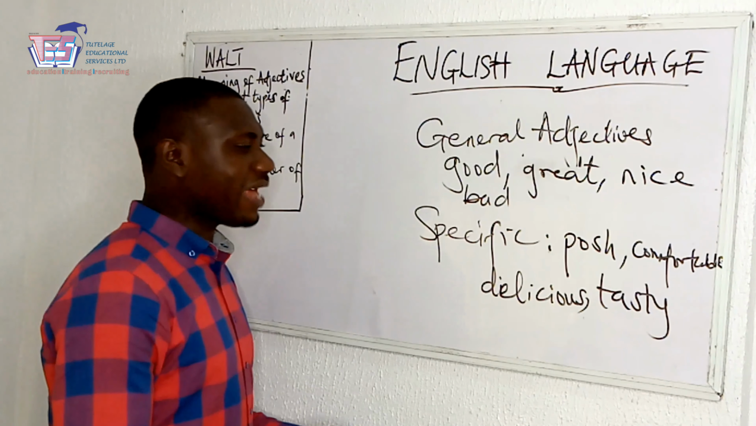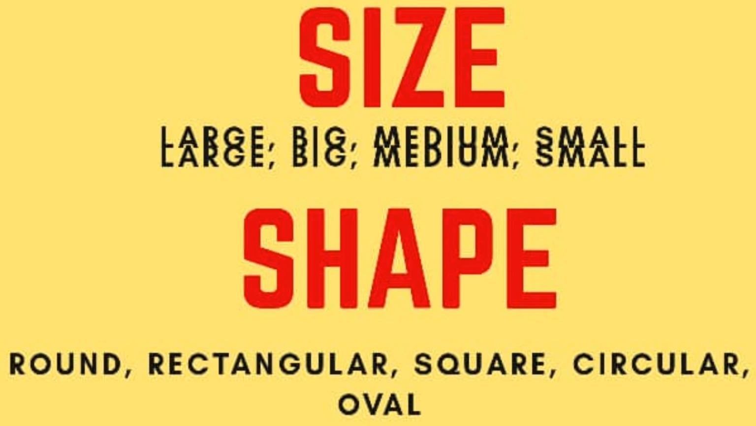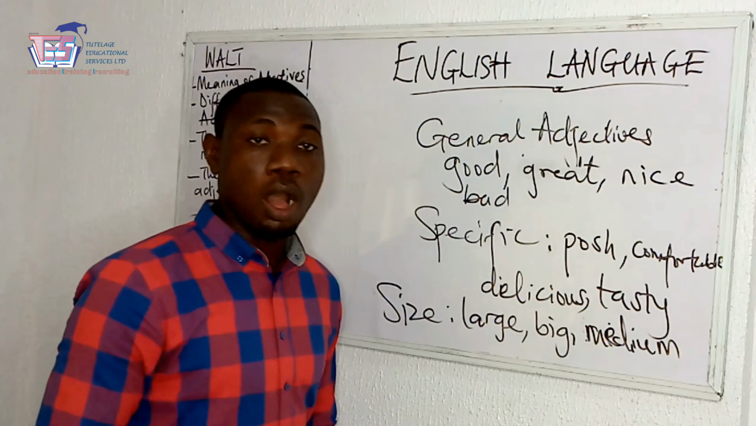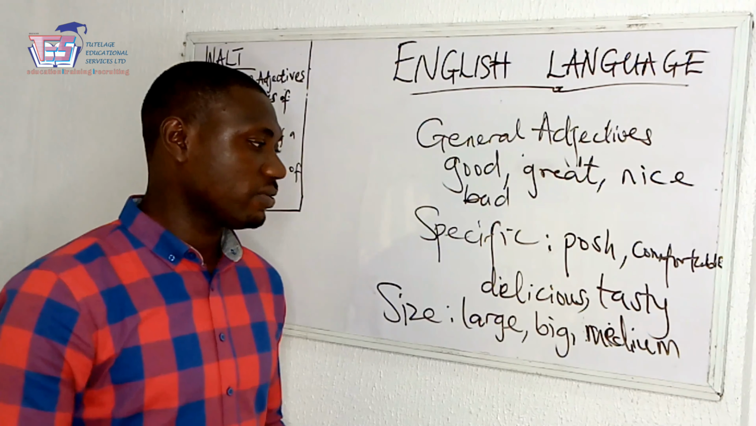We move on to the other type of adjective, adjectives of size. We're talking about words like large, big, medium, and so on. These are sizes. We have small.